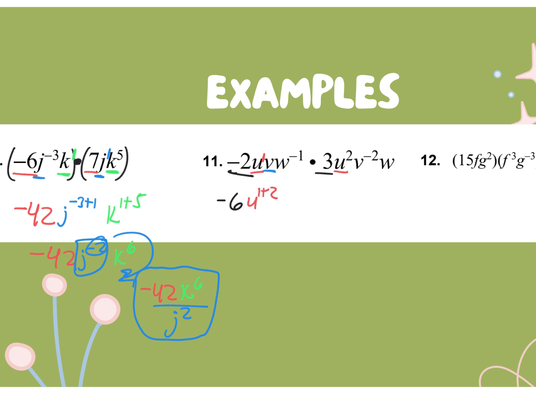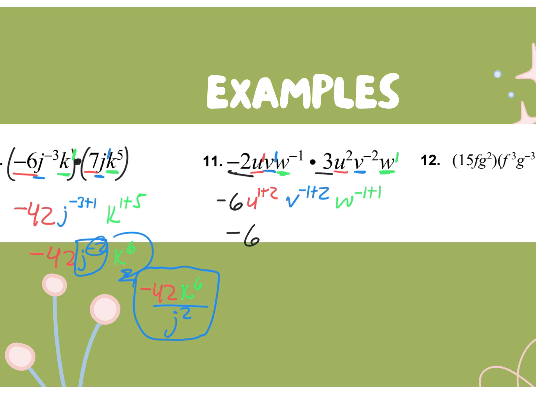All right, and then I have a v and a v to the negative 2. Once again, don't see an exponent, assume it's 1. It's going to become v to the negative 1 plus 2. And then I have a w to the negative 1 and a w to the 1, right? Once again, write the 1 if you don't see an exponent. And it's going to become w to the negative 1 plus 1. So let's go ahead and simplify everything that can be simplified.